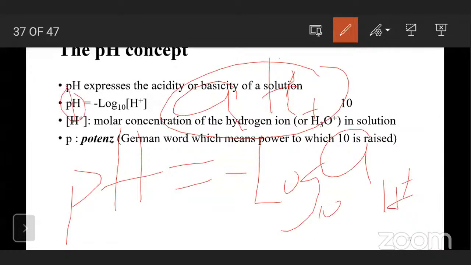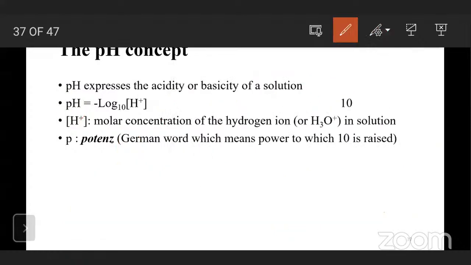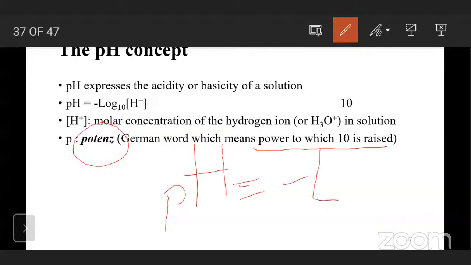This small letter p, see the way I've written it. I wrote it as small letter p and capital letter H. This small letter p means potence. That is a German word which means the power to which 10 is raised. And that is one of the ways in which you can describe the acidity of a solution. So this pH is equal to minus log to base 10 of, let's just call it, the hydrogen ion concentration.